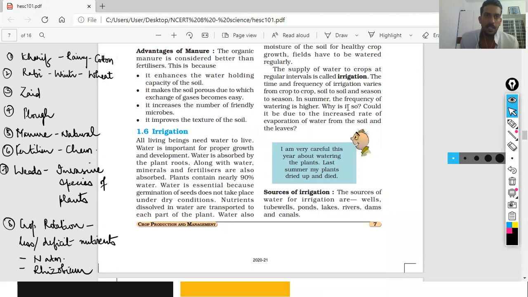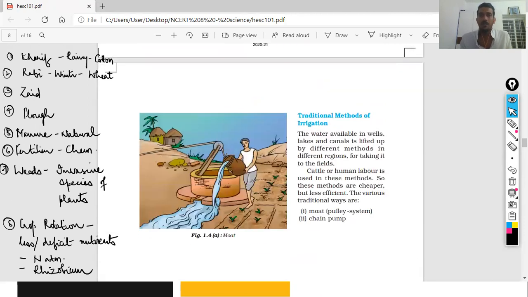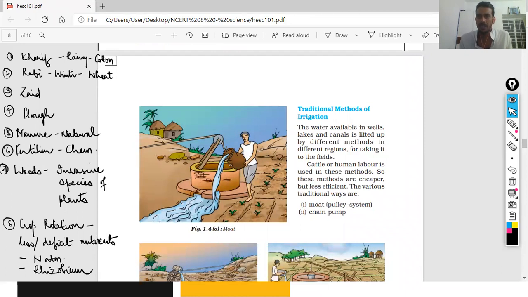Then the advantages are, as discussed, they increase the water holding capacity of your soil. They make the soil porous, and it becomes easy for your soil to breathe. And it increases the number of friendly microbes within your soil. And when we talk about the disadvantages of fertilizers, fertilizers make your soil salty. They spoil the soil, which is the reason why fertilizers are less preferred as compared to manures at any given point of time.